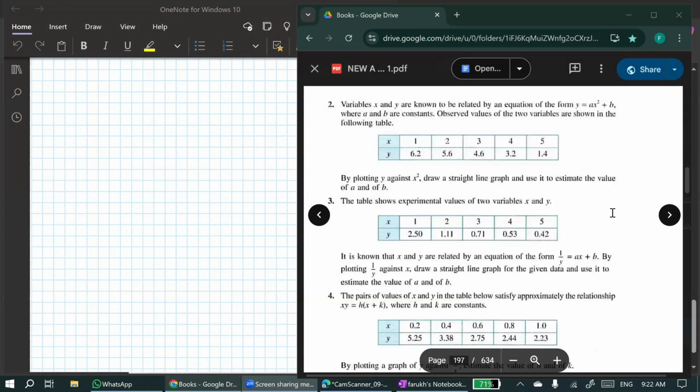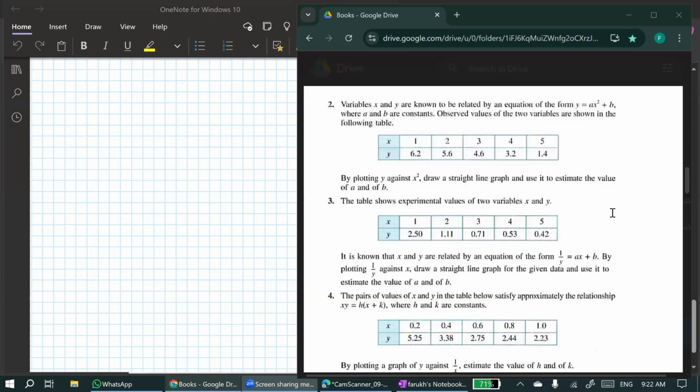Beta ji, today we will learn how to draw the linear line, how to draw a straight line for the given data. Now look at question number 2.